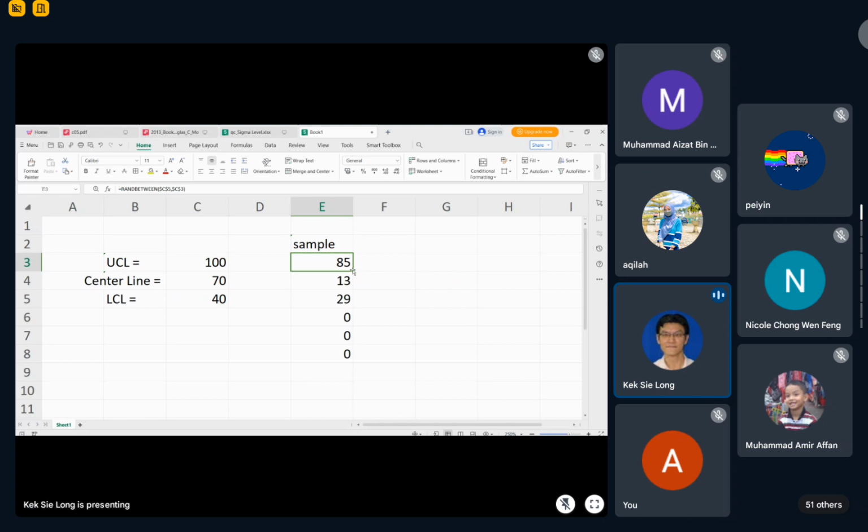So let's say I take 6 points. If I use a command random between, then of course all the points I consider are inside the control limit, isn't it?